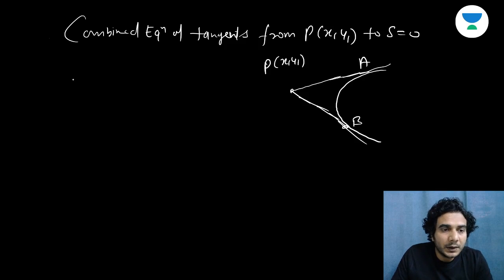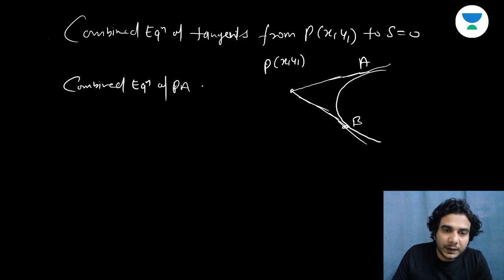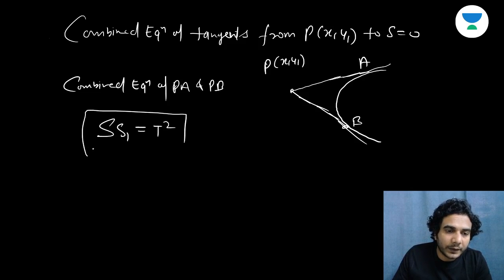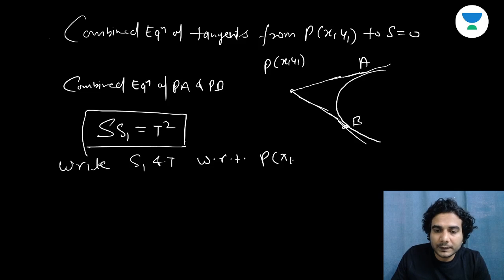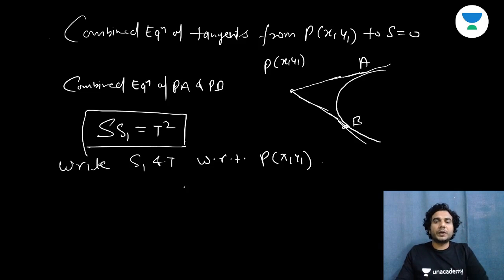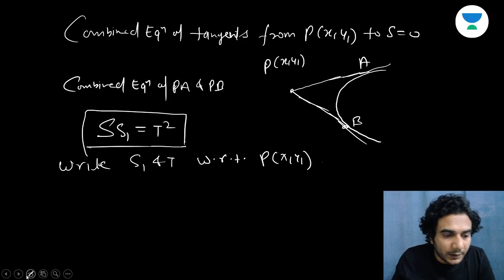Direct formula is, so combined equation of PA and PB is S S1 = T square. Okay, S1 and T we need to write with respect to point P. S1 and T, write S1 and T with respect to point P, (x1, y1). So I hope you're getting it. Now I'll tell you how to use it.